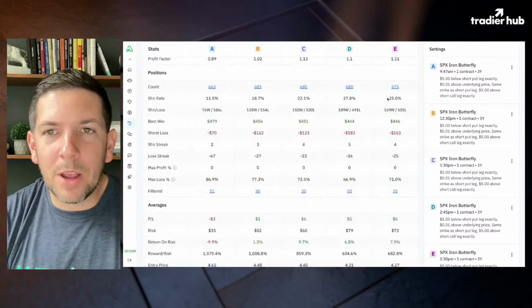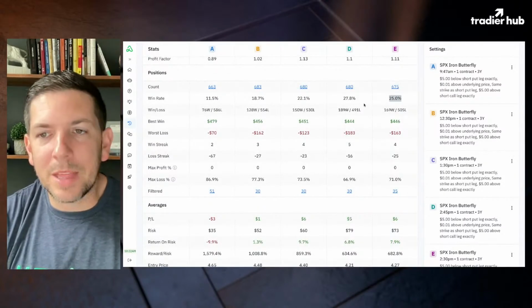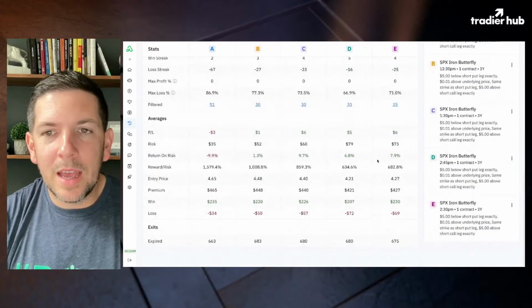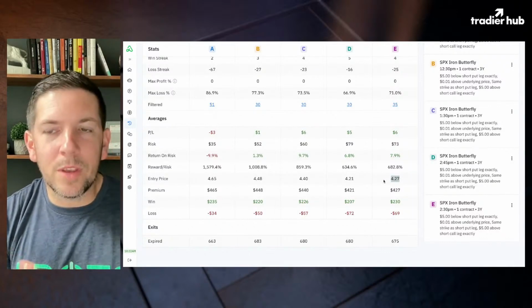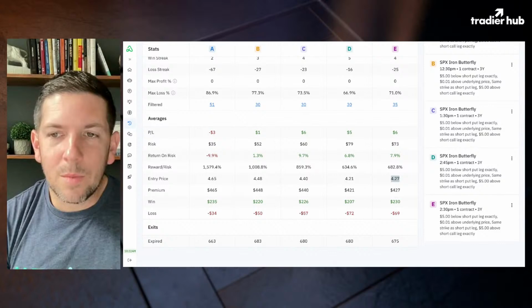So the win rate was a little bit lower than if you went towards the end of the day, but that's okay. You still made some more money doing it. And you can see you captured just a little bit more premium. So just backing it off and moving it to about 2:30 ended up working out decently well.